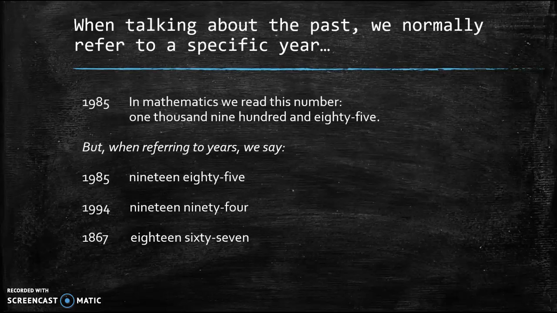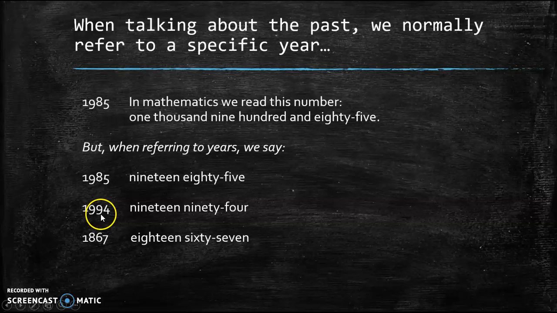But it's important to understand that it's different to say a number in mathematics and to say the same number as a year. For example, in mathematics, this number will be one thousand nine hundred and eighty-five. But when we refer to years, we say nineteen eighty-five. That is, we split the number in two, and we first say nineteen, eighty-five.